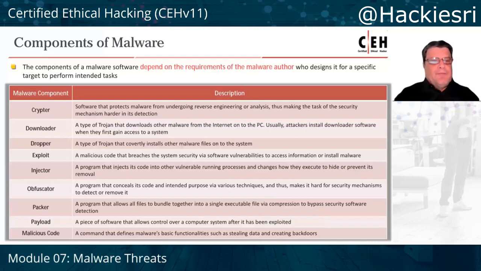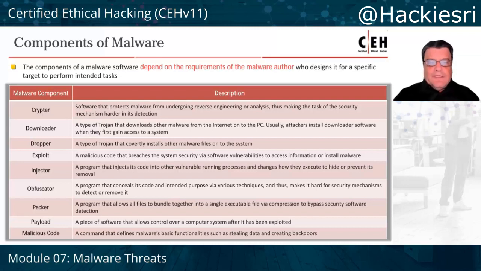Components of malware are several. The components of malware software depend on the requirements of the malware author, who designs it for a specific target to perform intended tasks. They are as follows. There are cryptors. A cryptor is software that protects malware from undergoing reverse engineering or analysis, thus making the task of security mechanisms harder in its detection. There's a downloader, a type of Trojan that downloads other malware from the internet onto the PC. Usually attackers download software when they first gain access to the system.